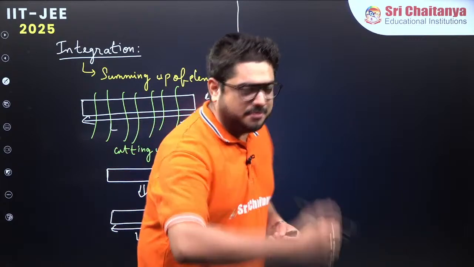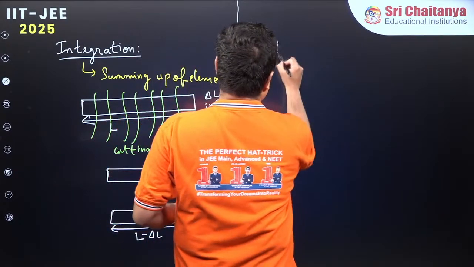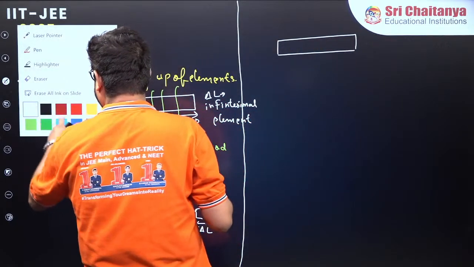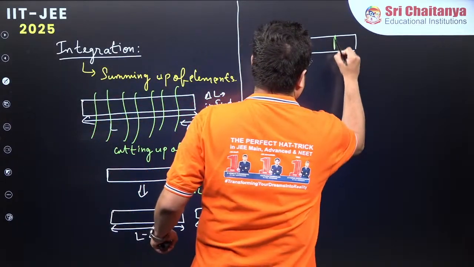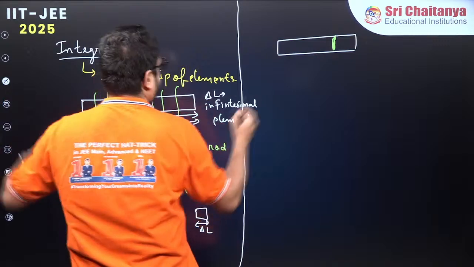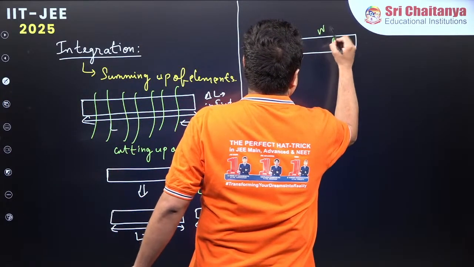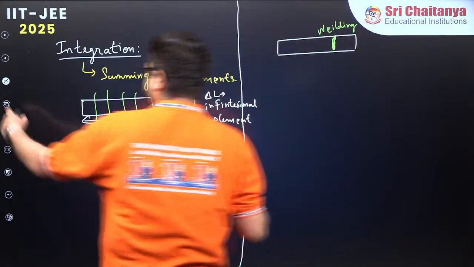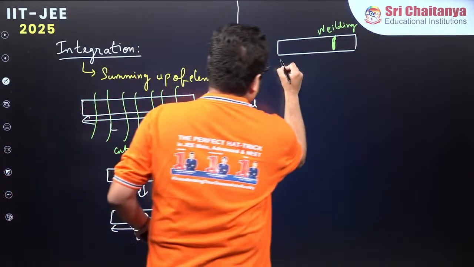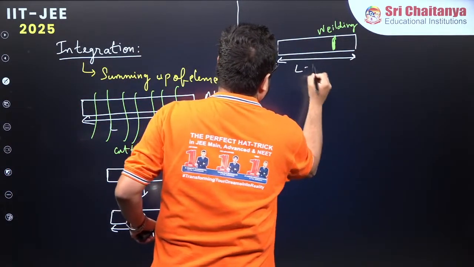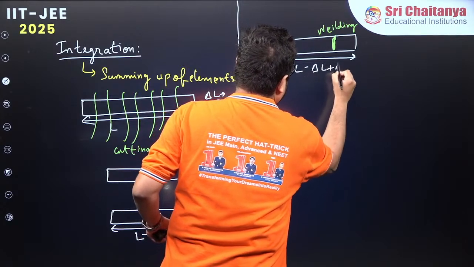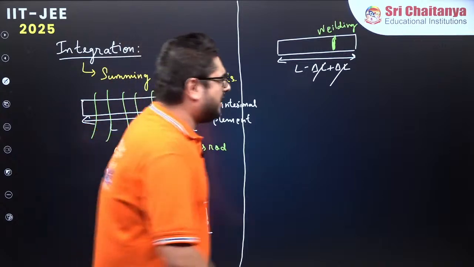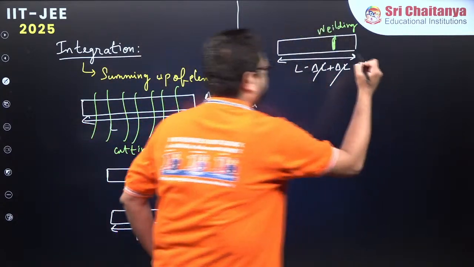So if I am going to be welding this, then what will I be getting? Let's say I am trying to attach this section. So we are attaching this section once again by means of welding. As a result of that, what is going to be the total length? The total length is going to be L minus delta L plus delta L, isn't it? Delta L gets cancelled out, and as a result, I will be getting the original length.